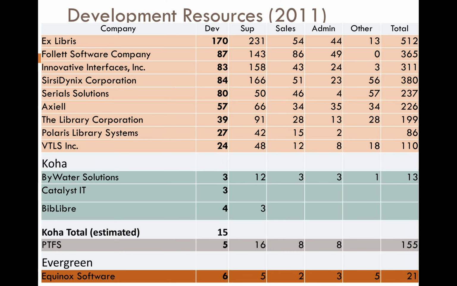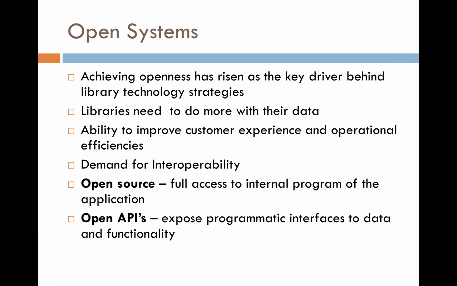Different of these organizations have different levels of resources, writing software and doing all the things it takes to roll out and support a new system. Just some numbers there from other reports. And then the open systems, I think, is an important part of these new systems. We want them to be open.